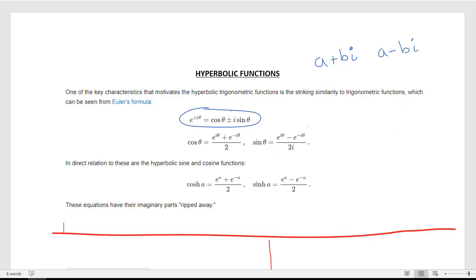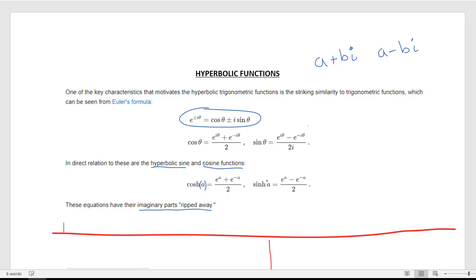If we do some algebraic manipulation of this expression, we can see that cosine theta is e to the i theta plus e to the negative i theta, over 2. Sine theta describes the imaginary part of this number, so we solve for sine. One way to think of the relationship through Euler's formula to hyperbolic sine and hyperbolic cosine is that we've ripped away the imaginary parts, if you will. So the hyperbolic cosine is defined as e to the a plus e to the negative a, over 2, where the input is a.